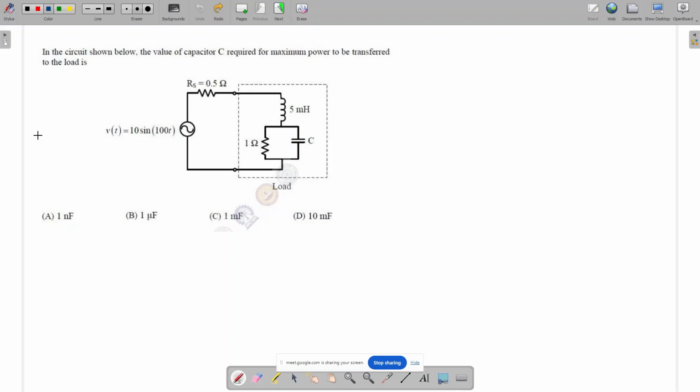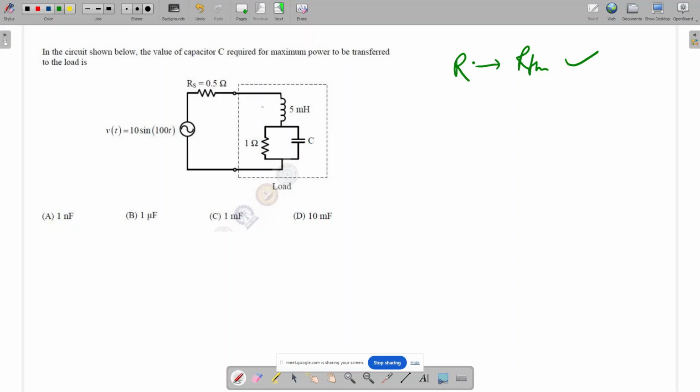So this question is a maximum power transfer question. Most people make mistakes in this kind of question. What we have studied in the maximum power transfer theorem is that if the load is only a resistance, then R should be equal to RTH.